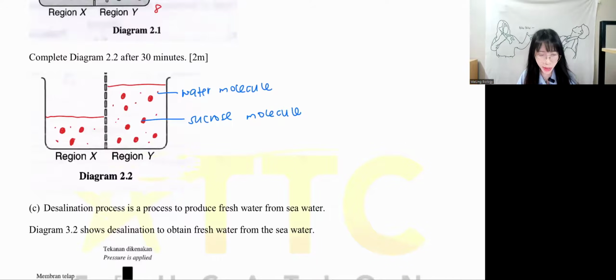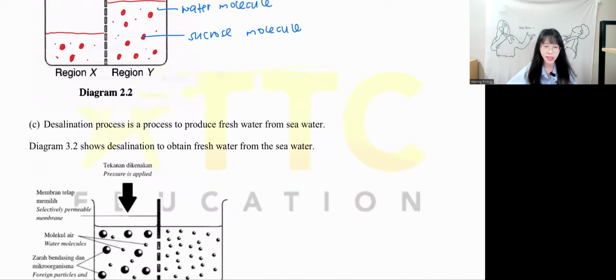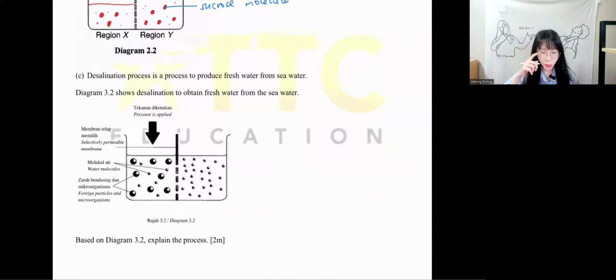Okay, C, desalination process is a process to produce fresh water from seawater. 3.2 shows desalination to obtain fresh water from the seawater. Based on 3.2, explain the process. What if the sucrose that we draw is one big, one small? As long as they are bigger than the water, your sucrose has to be bigger than the water. Okay, now what is the desalination process? This process here is to produce drinking water out of the seawater. The process here is called reverse osmosis.